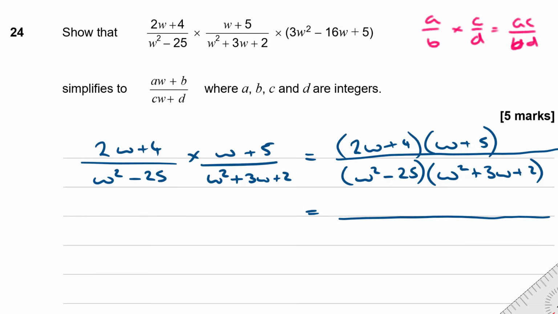Now the one on the left, this one here, is actually the difference of 2 squares, w squared minus 25. If you remember your identities, a plus b times a minus b is equal to a squared minus b squared, which is what we've got going on here. So that part there becomes w plus 5, w minus 5.